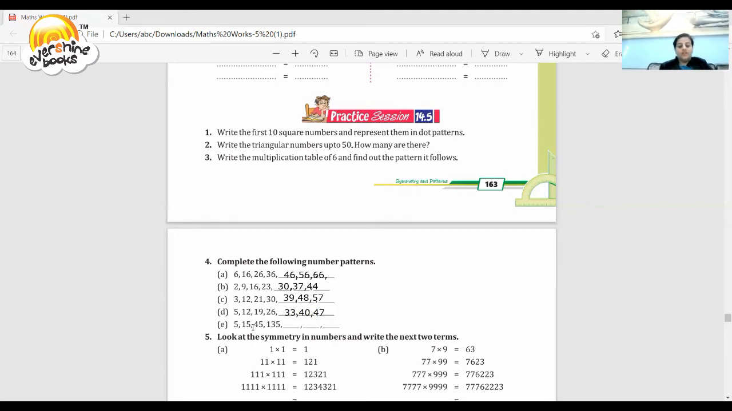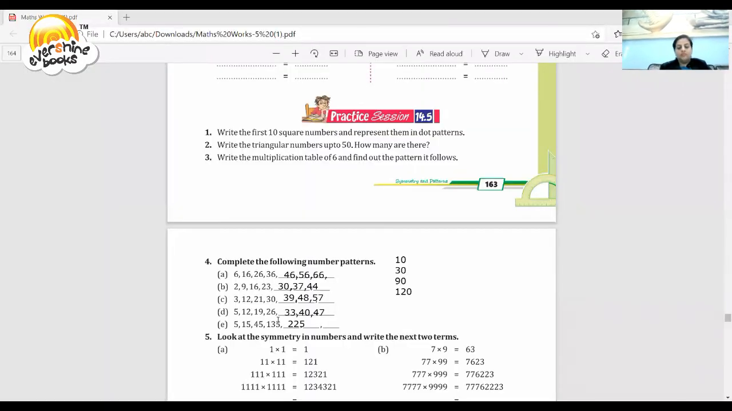Now, 15. 5 plus 10 is 15. 15 plus 30 is 45. 30 plus, here see what is there, I have to write. So here it will come 15 plus, so 225 will be the answer of this question.